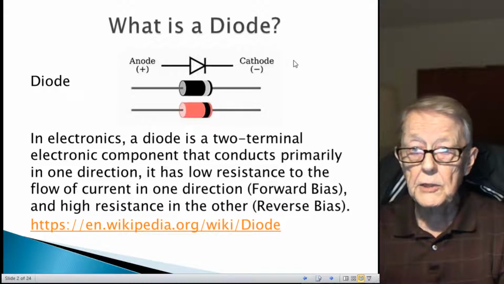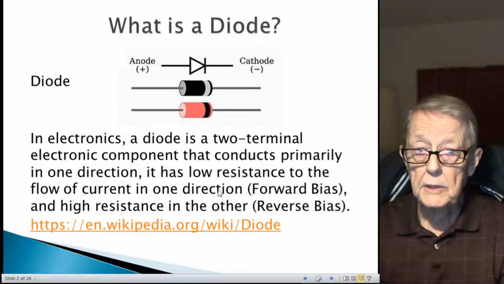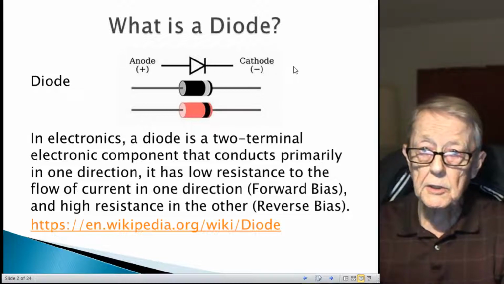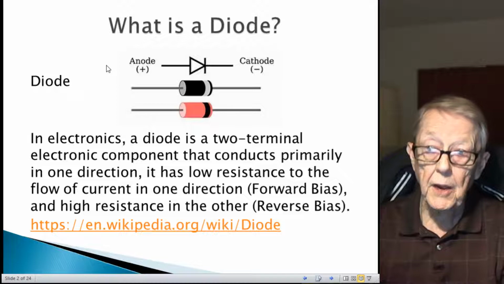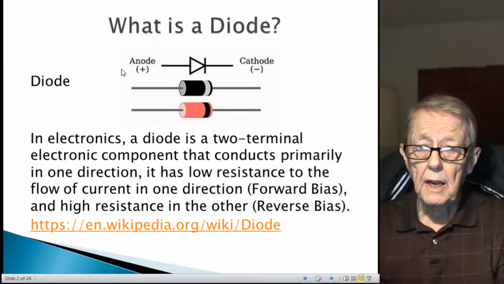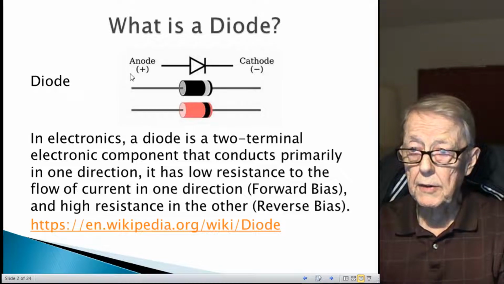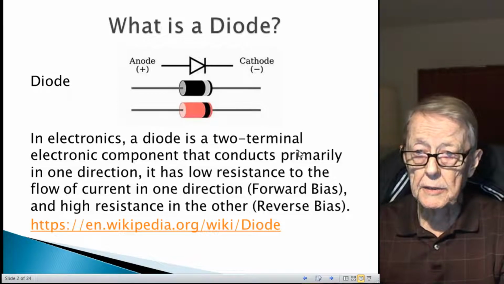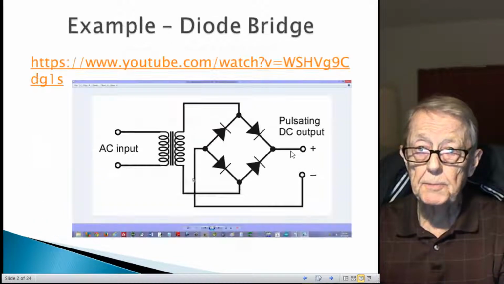Current can flow this way. It has a low resistance in that direction. That's called a forward bias. And it has a high resistance when current tries to go the other way. It doesn't flow very well at all, and that's called the reverse bias.